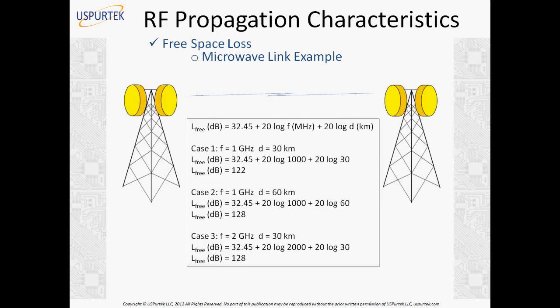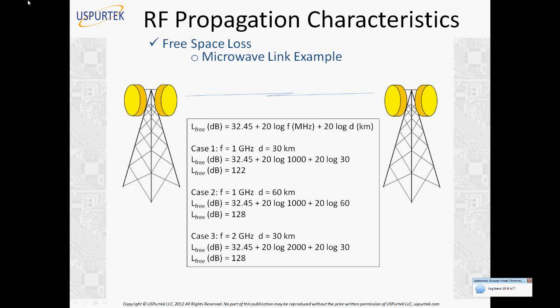Now let's go to a little example of a microwave link. This is the formula we are going to use, the free space loss formula. In case 1, we have frequency 1 gigahertz and distance 30 kilometers. We arrive at a free space loss of 122. In case 2, we keep the frequency the same, but we double the distance, from 30 kilometers to 60 kilometers. We get more free space loss, 128.